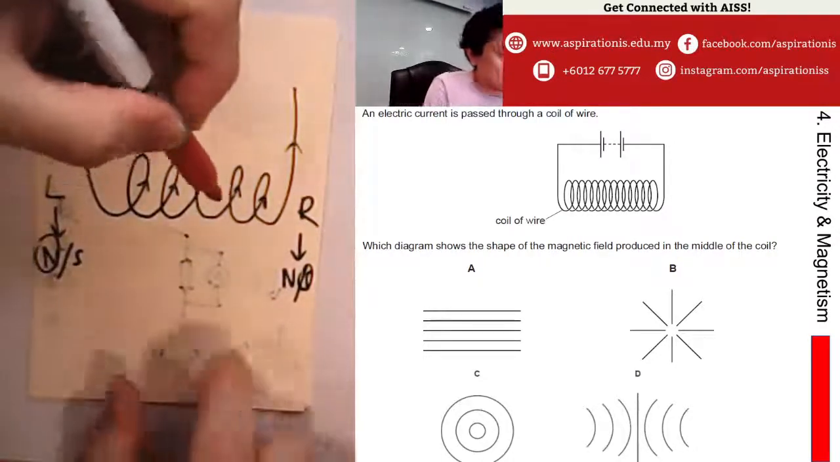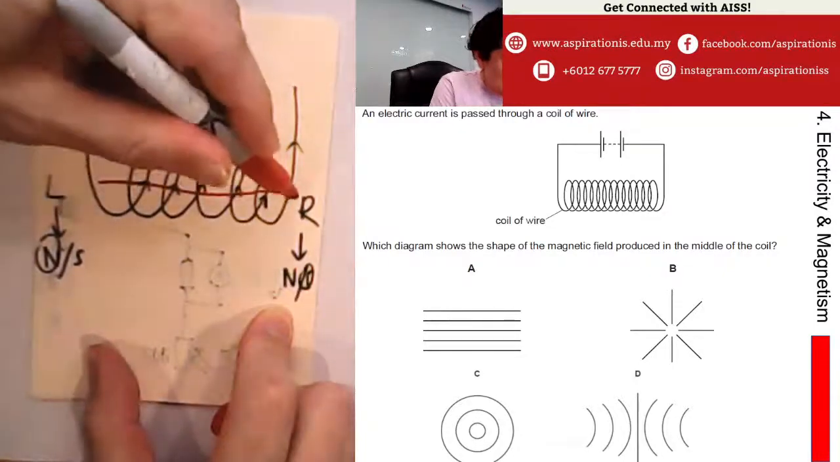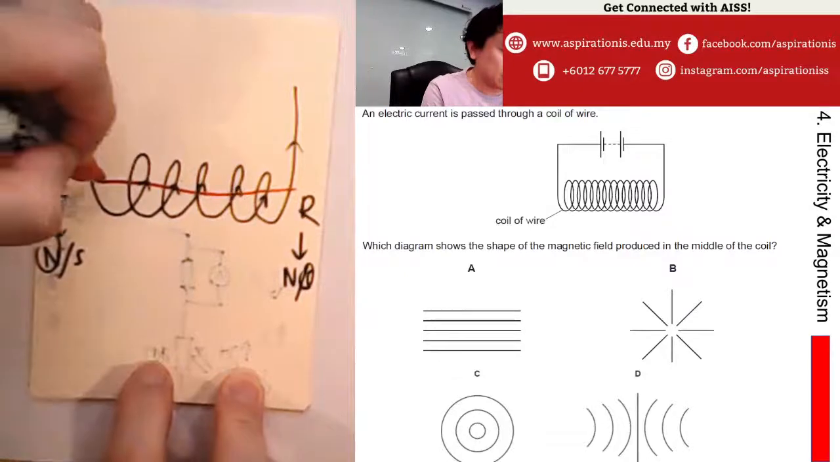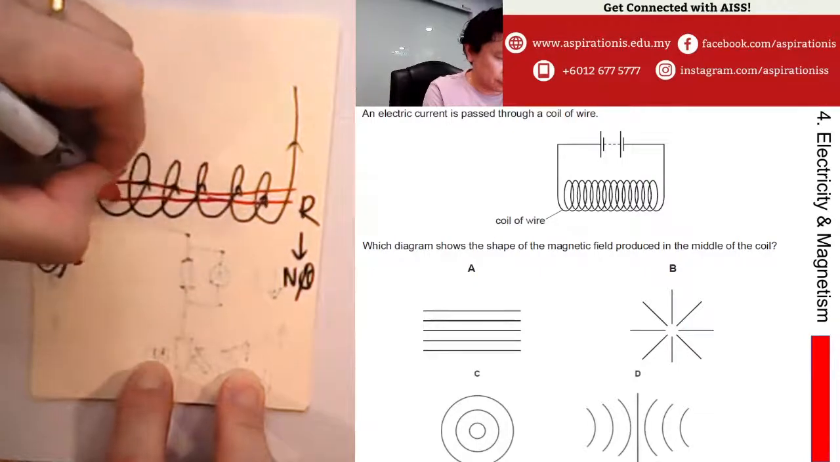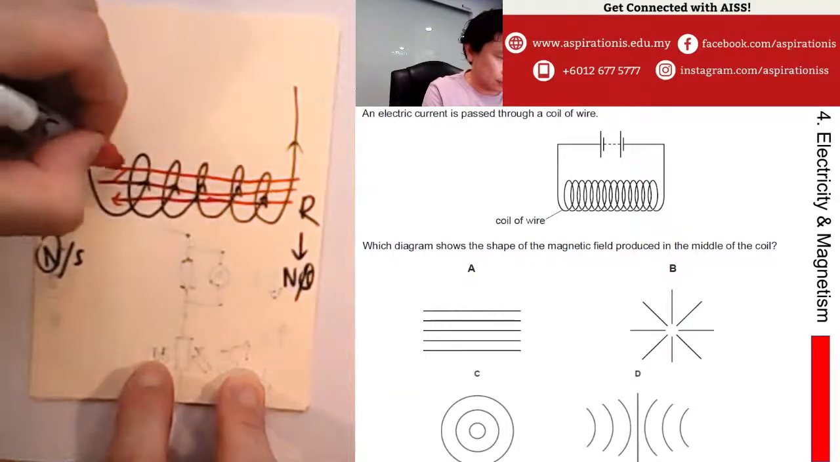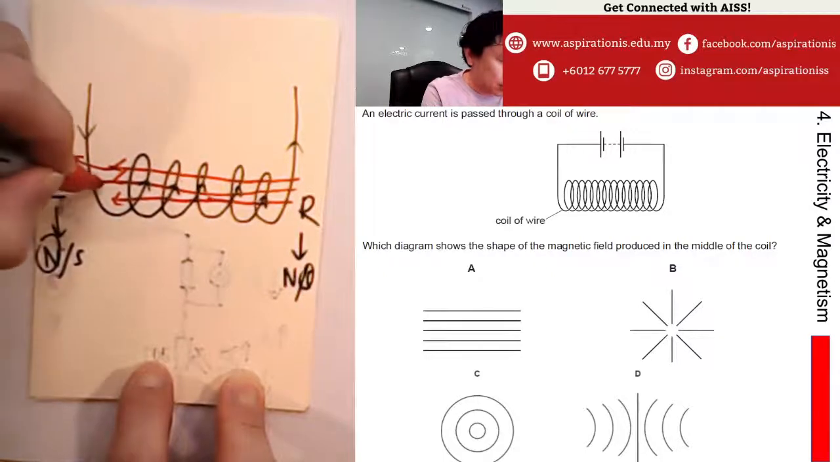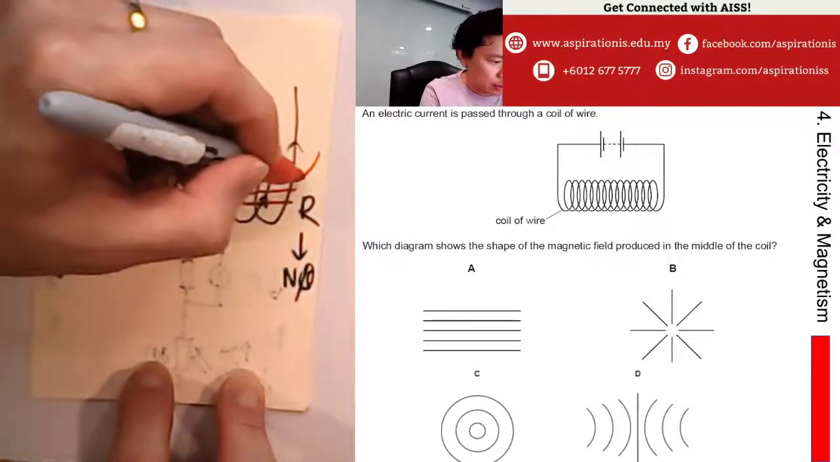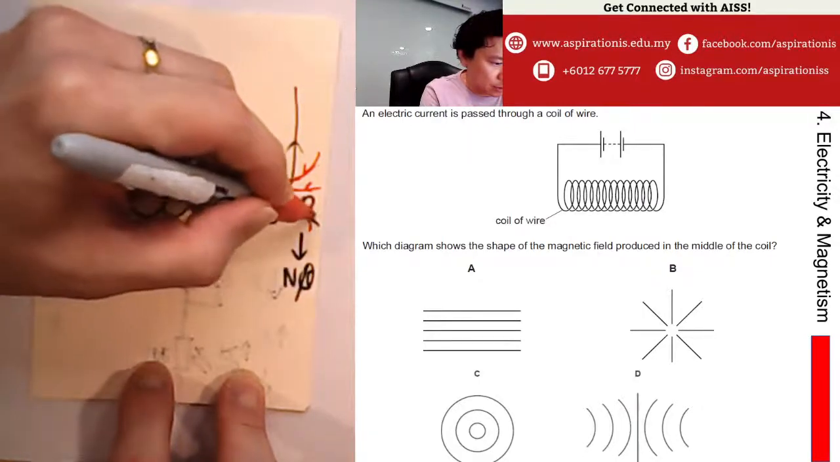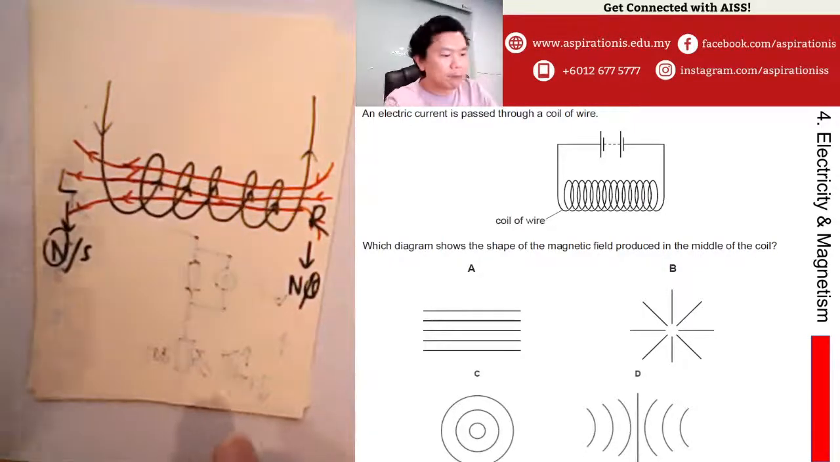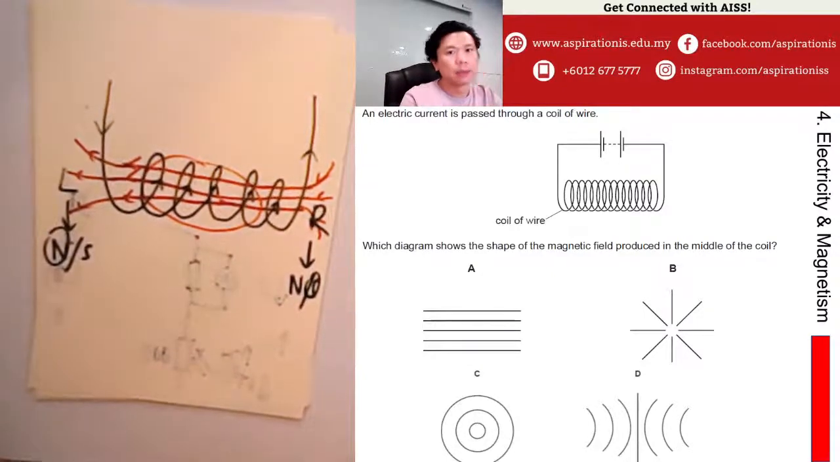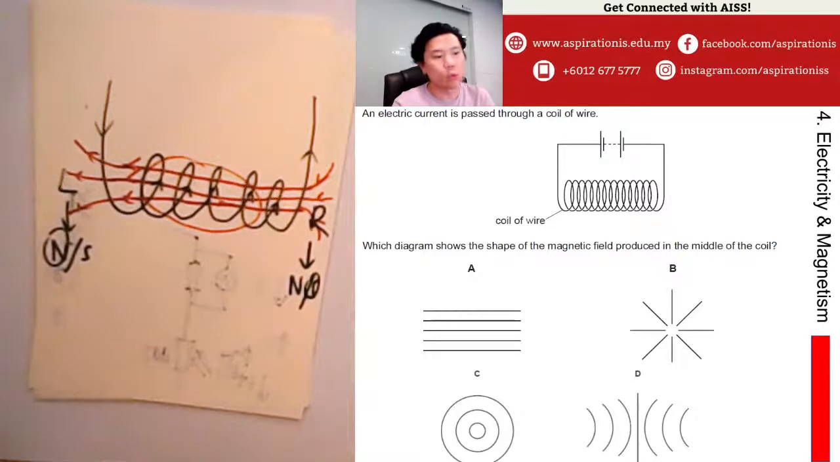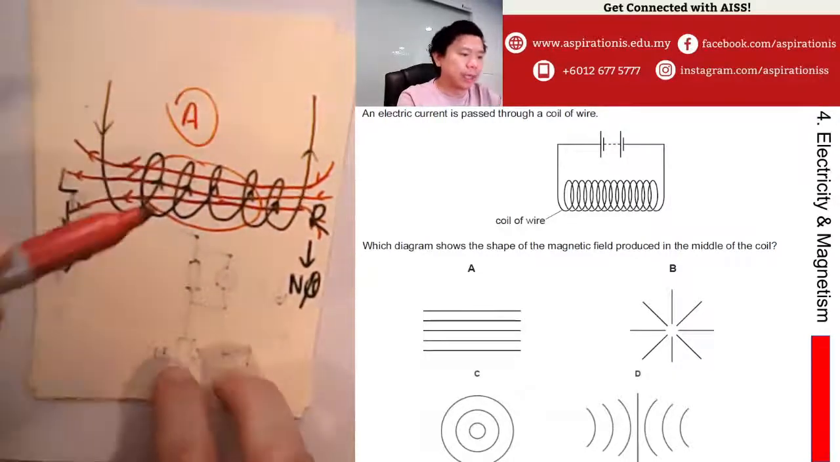All right, so inside the coil, since this is north, it will be in this direction, isn't it? So as you exit the coil, it will look like this. And as you enter the coil, you ingress the coil, it will look like this. So therefore, they're asking you inside the coil, it really looks like just horizontal, equally spaced lines, which is why the answer for this question is A.